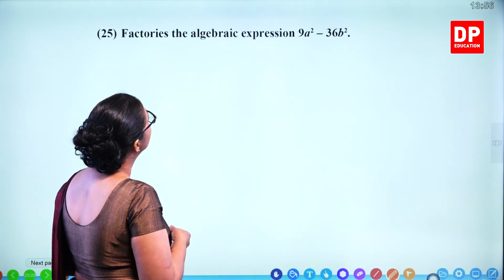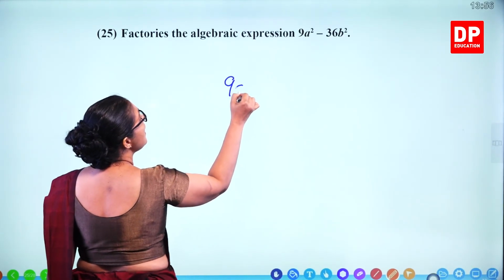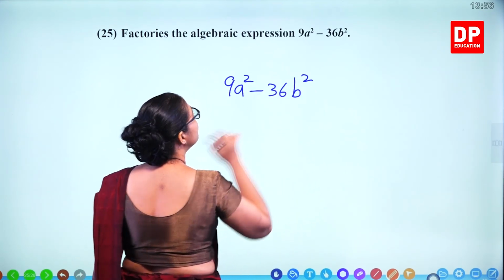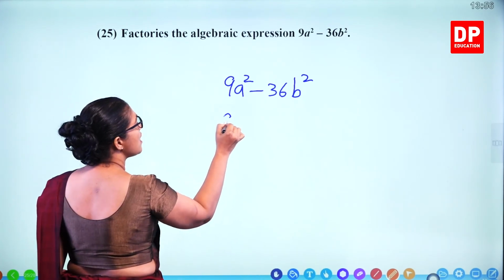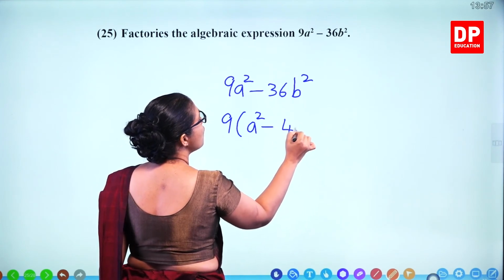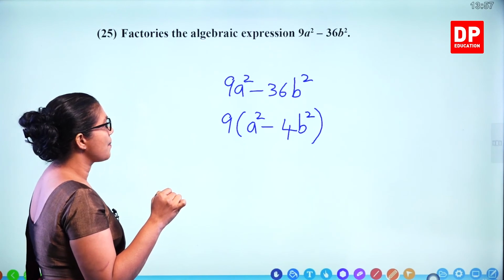Question number 25, that's the last question in this paper. Factorize the algebraic expression 9a squared minus 36b squared. First you can take 9 out. 9 is common. Take it out. What's remaining? a squared minus 4b squared, because 9 times 4 is 36.